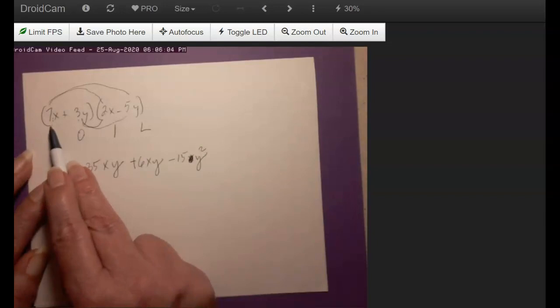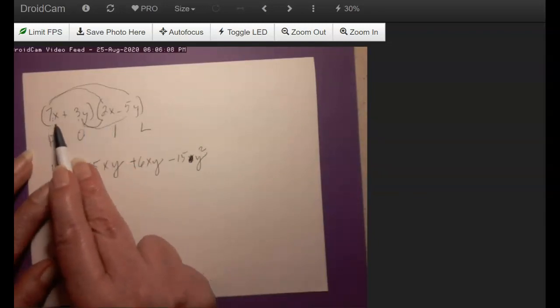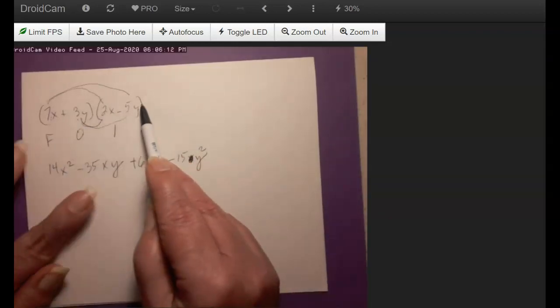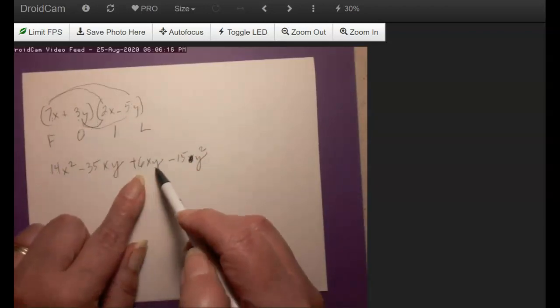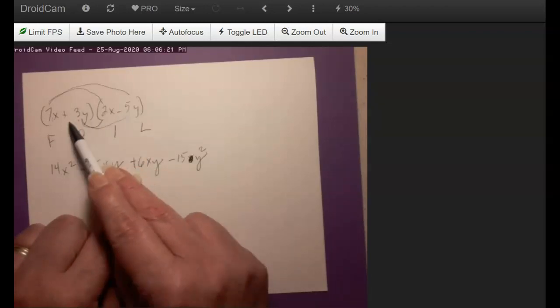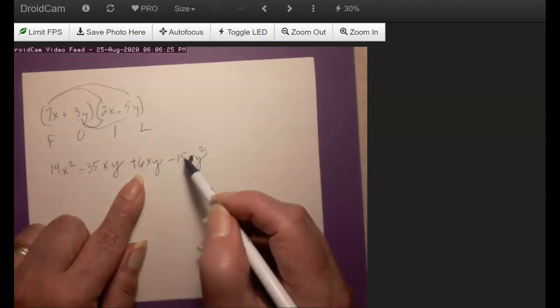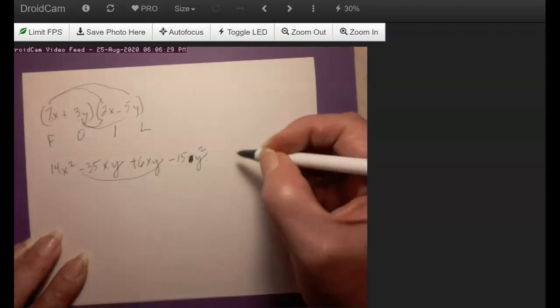I'm going to go back through and make sure, because I just made a mistake and I'm feeling a little funny about it. So it's 14x squared. First, outer would be negative 35xy. Inner would be these, plus 6xy. And last would be 3 times 5 is 15, and it's negative. Plus times negative is negative. Plus times minus, we get negative 15y squared. So that looks good. Notice I can collect these.